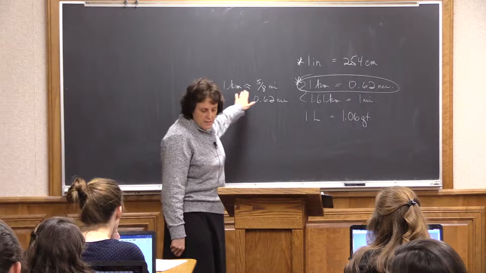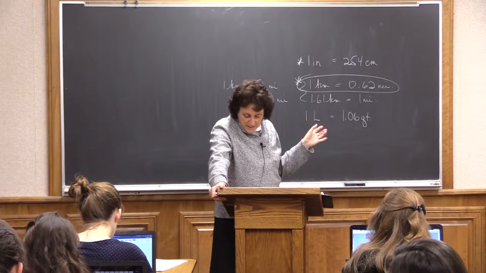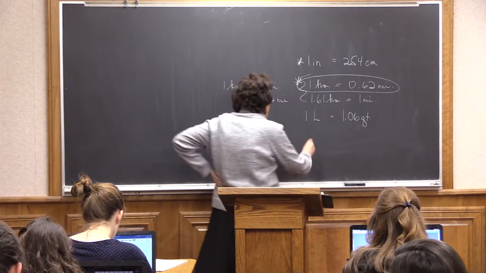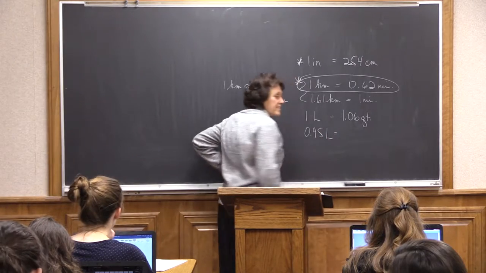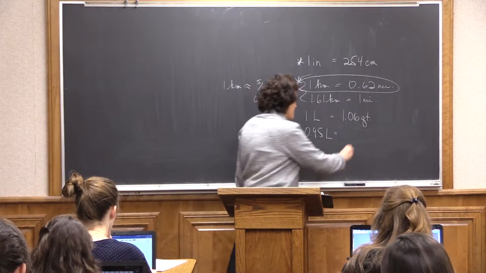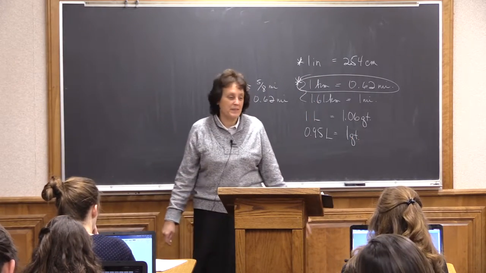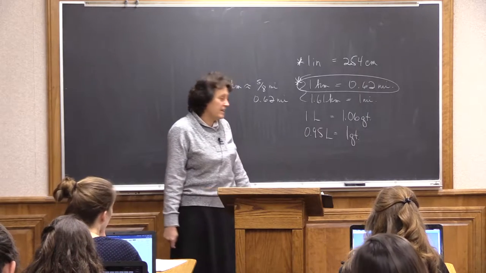It seems to me that the book goes back and forth between different ways. Sometimes they go liter to quart, sometimes they go quart to liter. This is the one that I memorized, and so obviously I like it better. You may use either one. To me, this is 2 digits. This is 3. I prefer that.